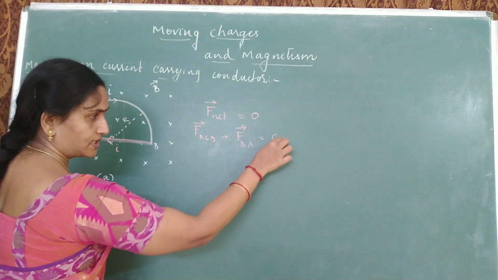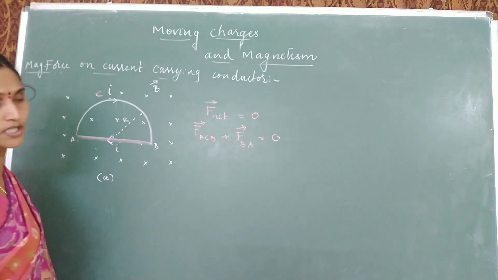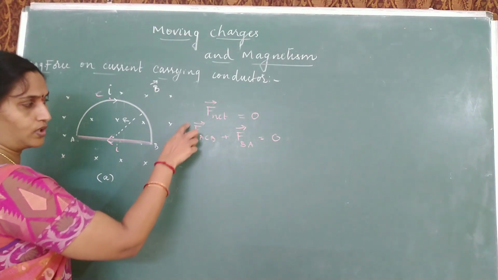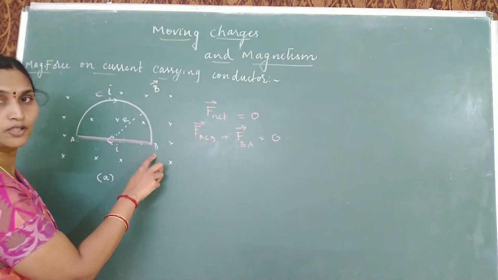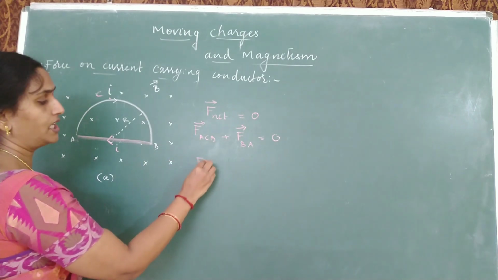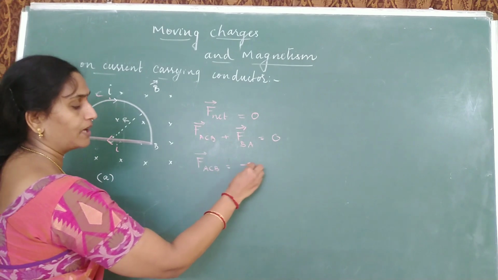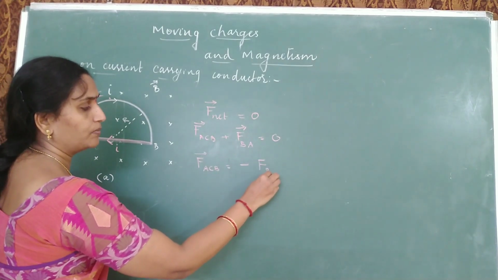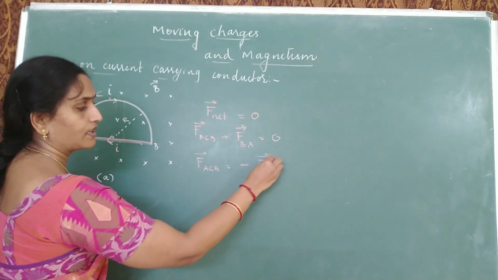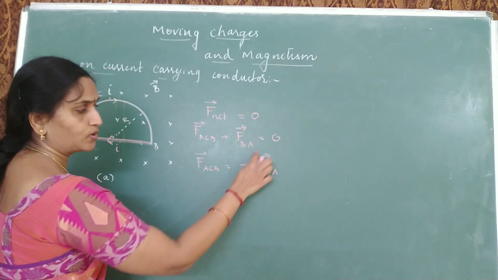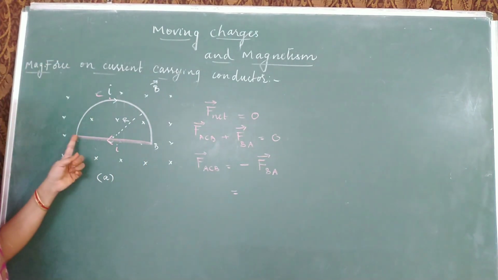The sum of these two forces must be equal to 0. We need to evaluate the force acting on this semicircular loop of wire. So what should F_ACB be equal to? Is it minus the force acting on BA? Evaluate the force acting on this conductor B to A.